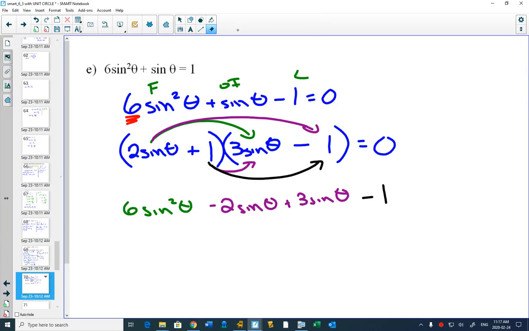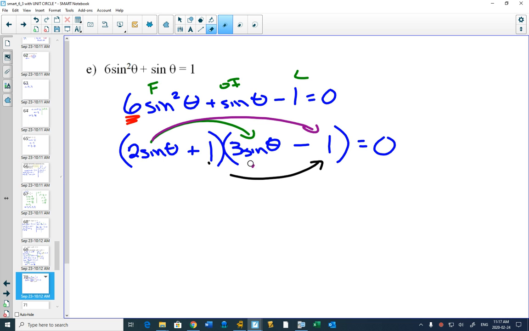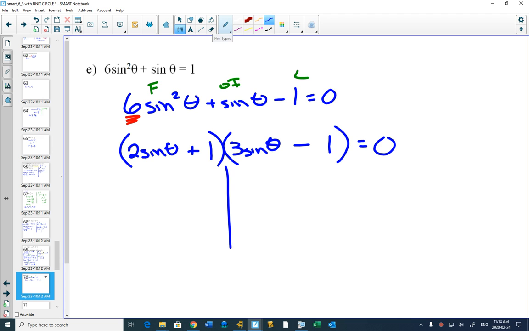But that's one thing you should be doing, multiplying it out after the fact to make sure it's actually worked out. Now that we've factored it, solving for sine theta here, what would make it equal to 0? Be negative a half. Solving for sine theta here would give you 1/3.